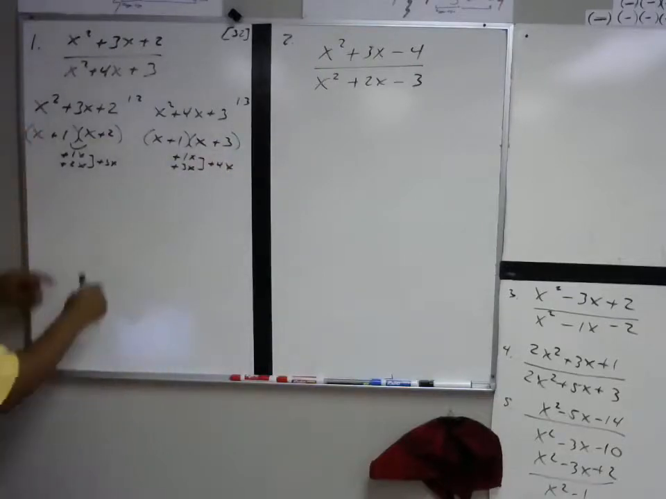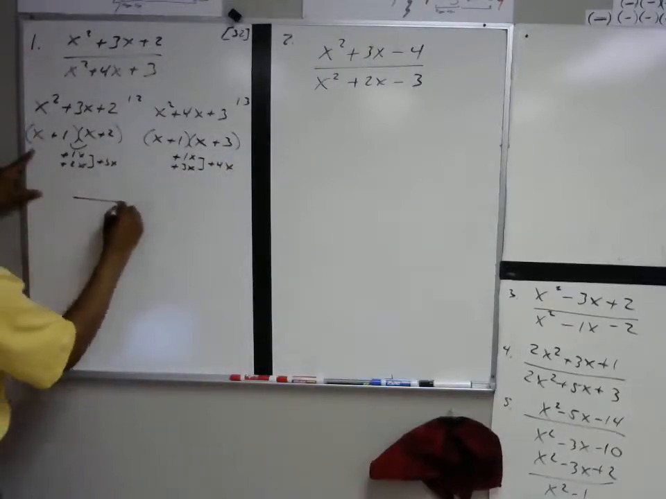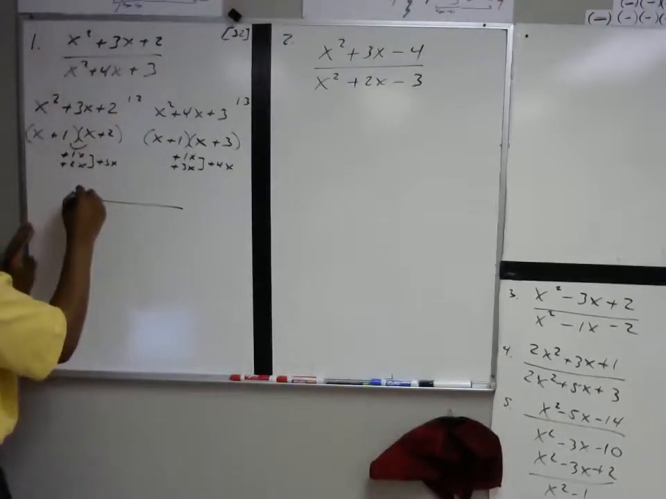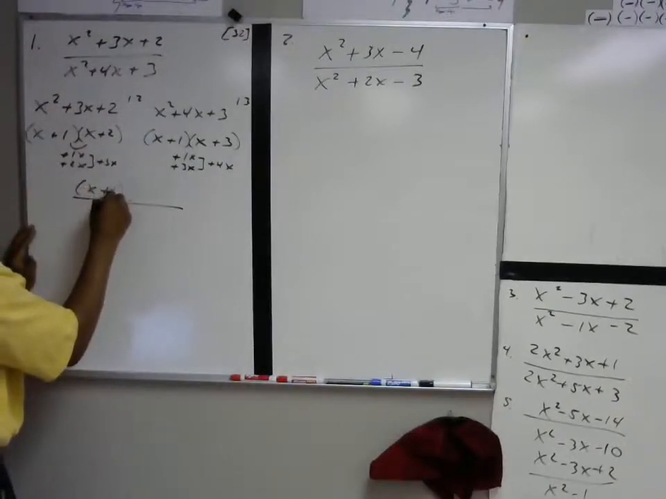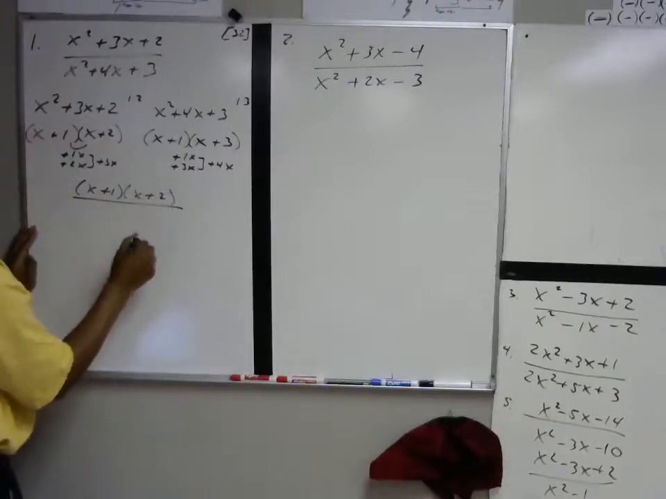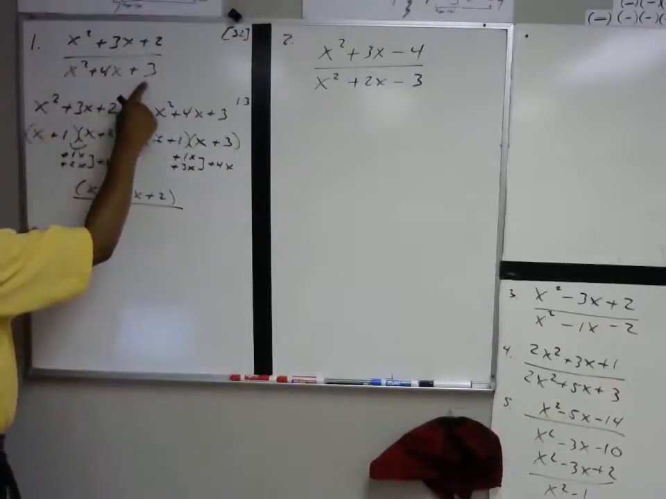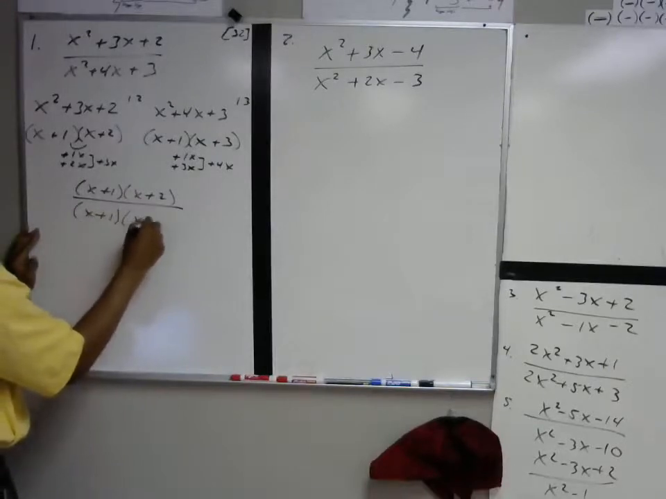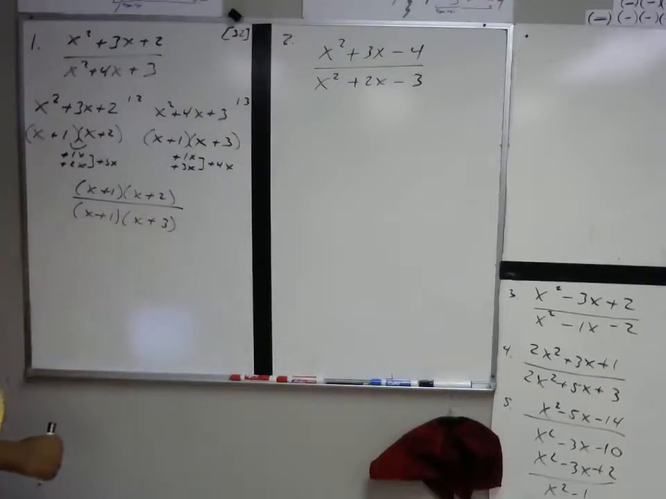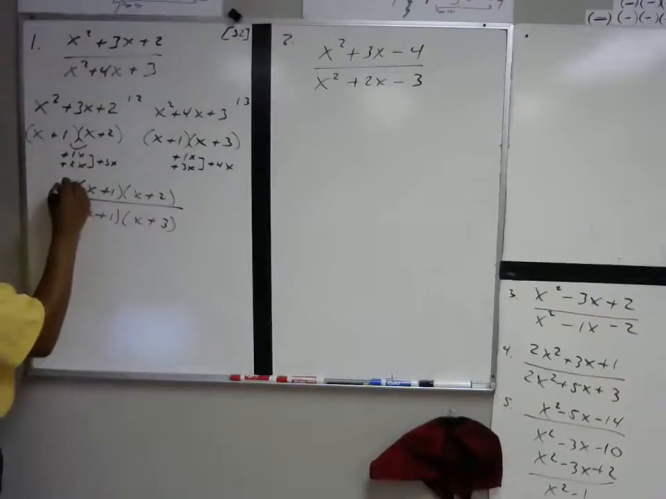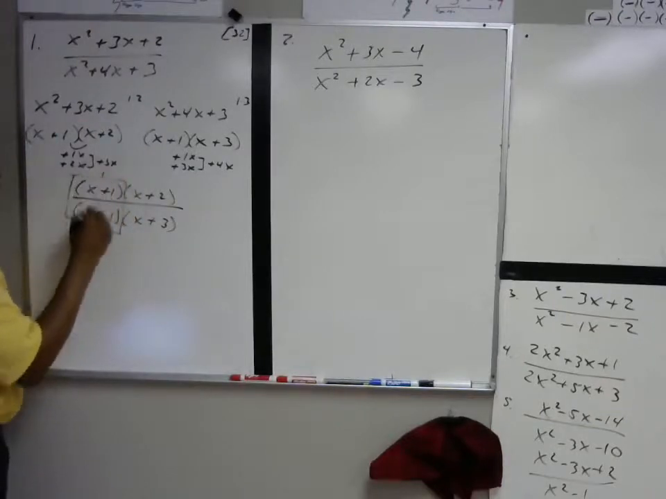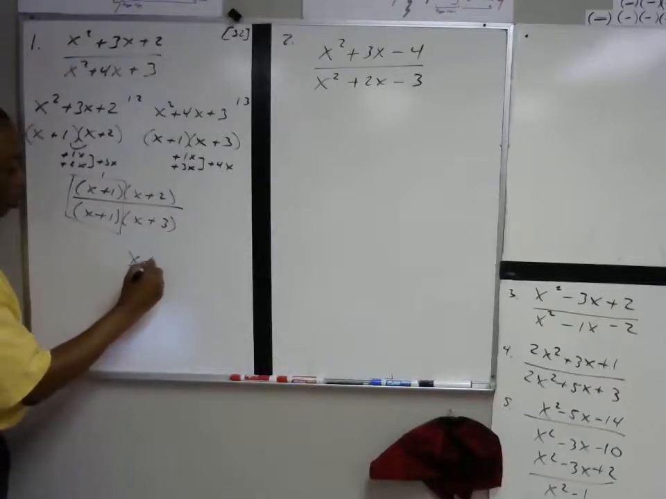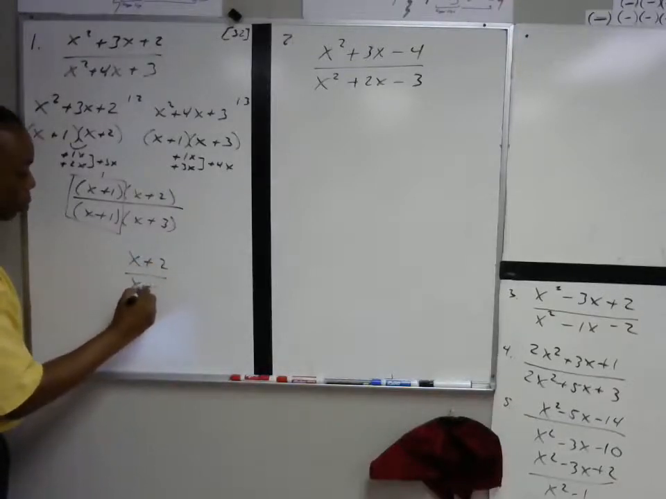Okay. Now, let's put this now as a numerator. So instead of x squared plus 3x plus 2, we're going to have x plus 1, x plus 2. And instead of x squared plus 4x plus 3, we're going to have x plus 1 and x plus 3. These two simplify to become 1, leaving x plus 2 all over x plus 3.